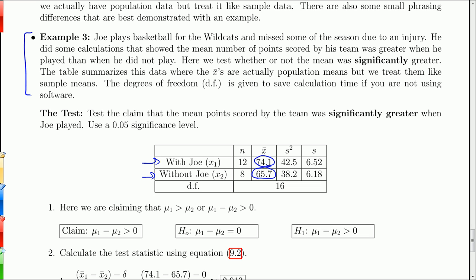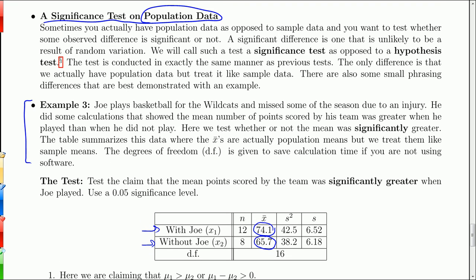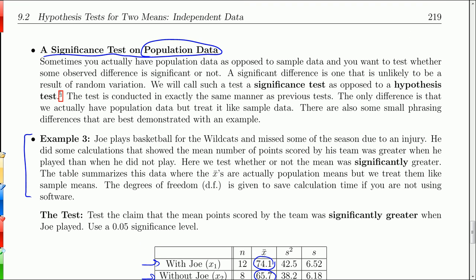And the problem is we don't really have a sample. We have all the games. We have all 20 games that were played that season, so there's no real sample. But what we do is we sort of treat it like a sample, and that sample is from all the games that could have been played, right? So what we're doing, we're going to call this a test of significance, in that we're testing on population data whether or not this 74.1 is significantly greater than 65.7. Right? Is it significantly greater? Right? And so that's what I'm going to call a significance test.